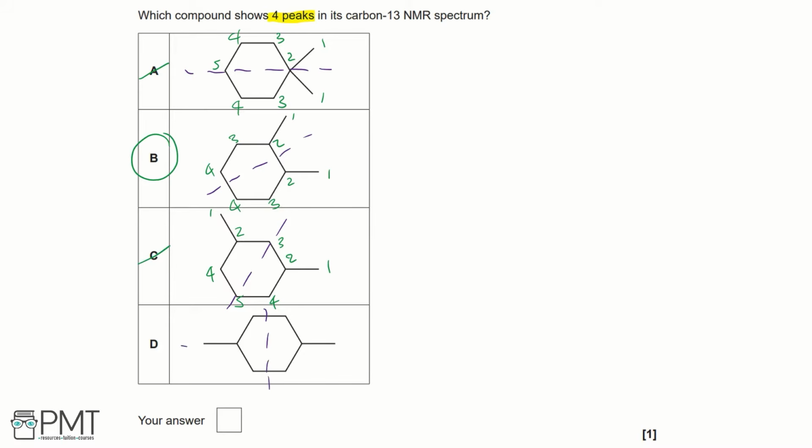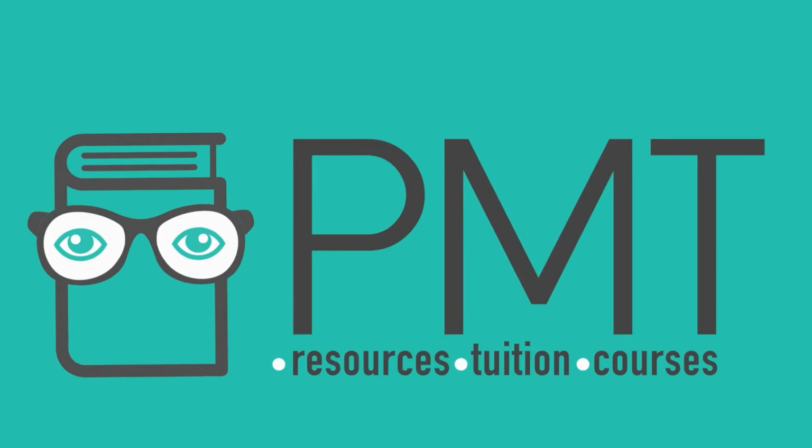We have 2 lines of symmetry across D, so we need to number its carbon environments. We have 1, 2, 3 carbon environments across D. So therefore, it's not our answer either. That means we've checked that B is our answer to this question. To get the mark for this question, you must write B in the answer box provided.